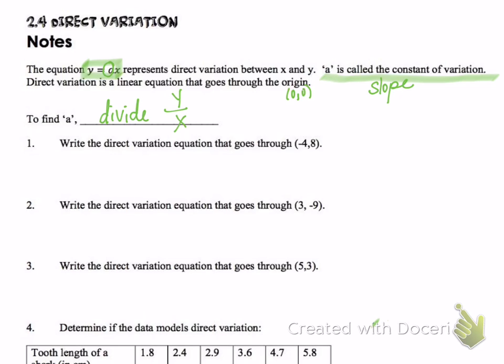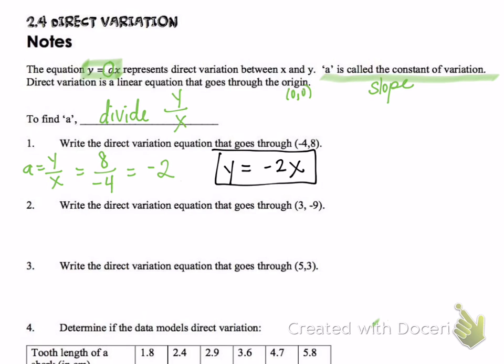So if we look at number 1, it says write a direct variation equation that goes through -4, 8. So my first step is I want to solve for a, and a is y over x. So a is 8 over -4, which reduces to -2. So that is my a value, but it's wanting us to write the direct variation equation. So your final answer will be y equals -2x. And all that I did was I substituted this -2 for a.